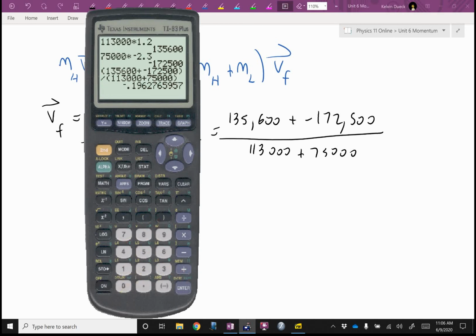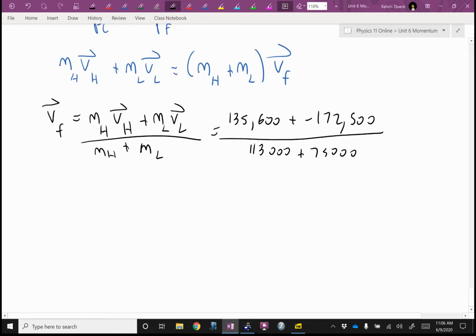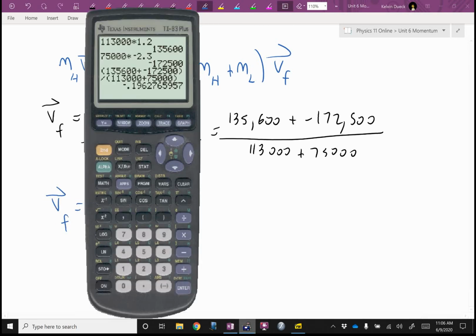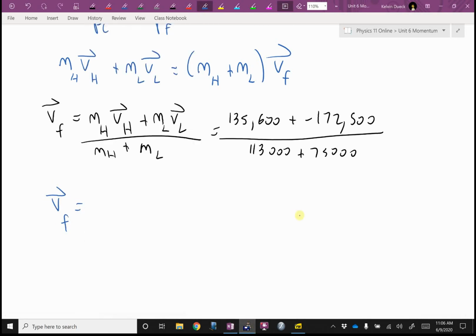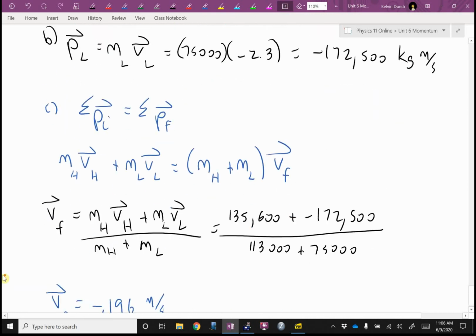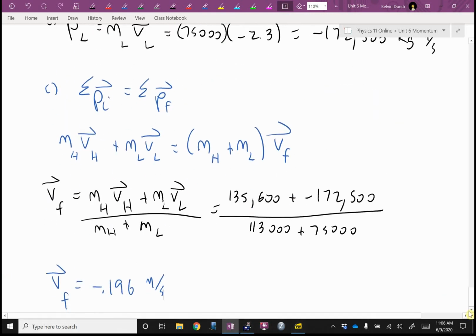And I get a negative answer, which means the lighter train wins, I guess. They almost cancel out. I almost get a velocity of 0, so this wreckage is barely moving after the crash. Negative 1.96, sorry, negative 0.196 meters per second. If they had given me directions like east or west, I could tell you whether this was east or west or whatever. I'll have to add some directions for next year.